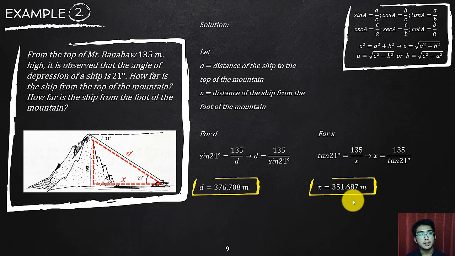So it's still very easy for now, correct? We're just using trigonometric functions. Again, the key is in the imagination of the scenario of the problem itself. Then draw your triangle and then find the function applicable.